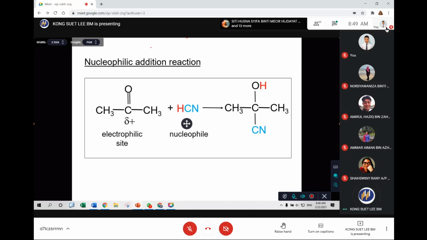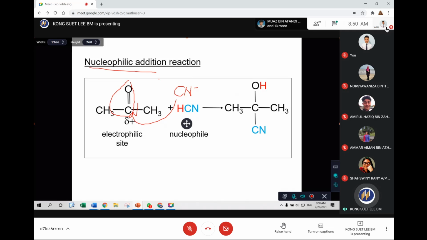Same for here. C double bond O, new electrophilic site. Okay, so nucleophile. Based on here, HCN you check actually is neutral. You're not sure is electrophile or nucleophile, but CN actually is with negative charge. So it's a nucleophile. So nucleophile is added over here. That's why it's nucleophilic addition.